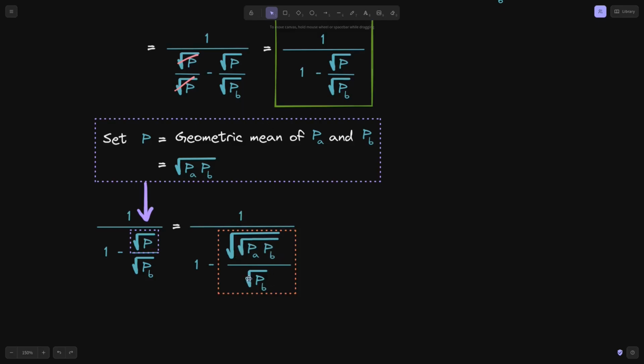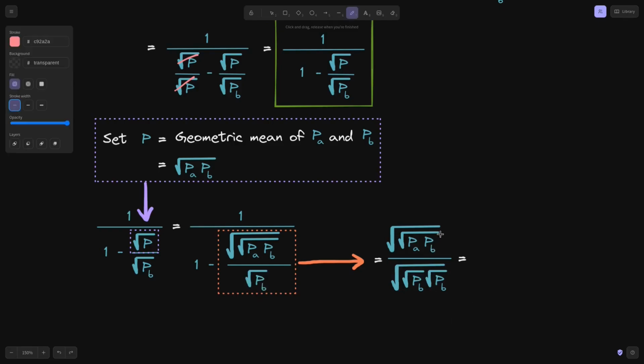Okay, let's simplify this part of the equation that I've highlighted in an orange box. The top part is the same. The bottom part, we rewrite it as the square root of P of B times the square root of P of B. We have two square roots of P of B inside another square root, so when we simplify this, it will simply be equal to the square root of P of B. This and this are the same. But now we have a square root of P of B up on top and another square root of P of B on the bottom.